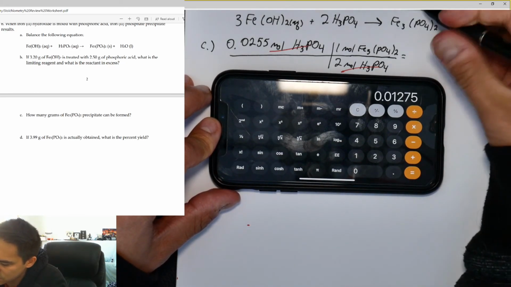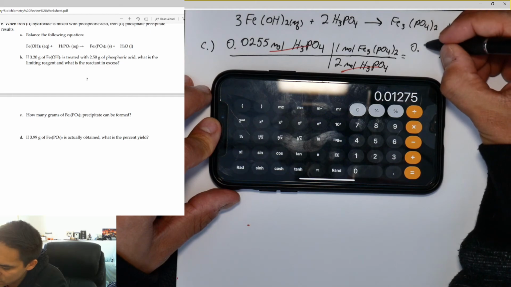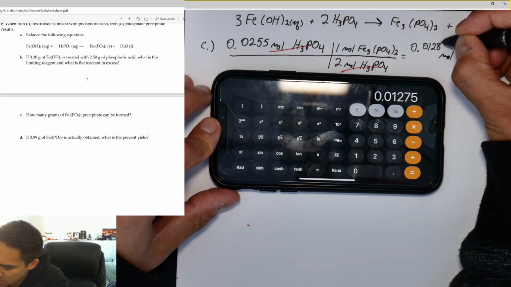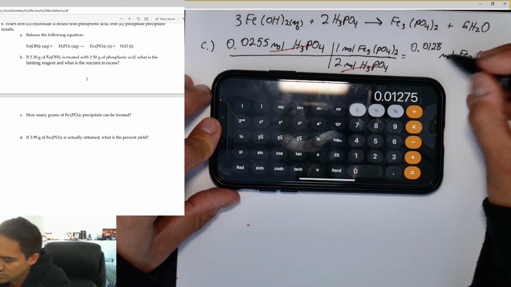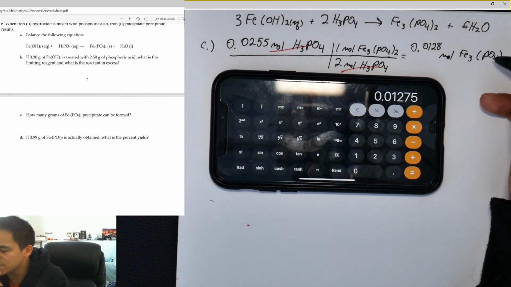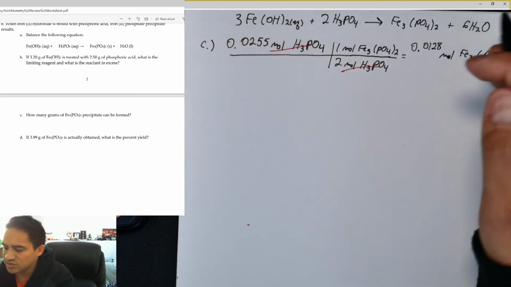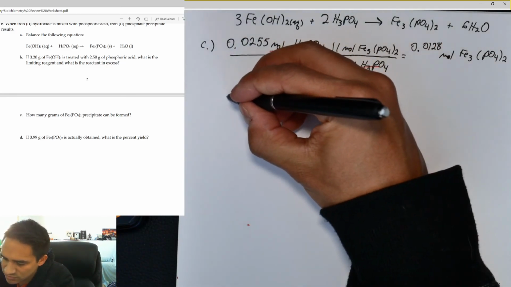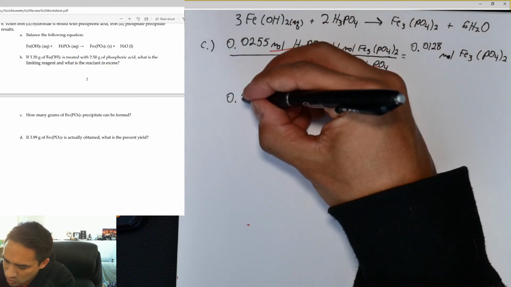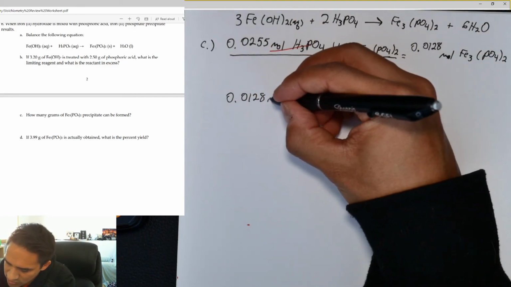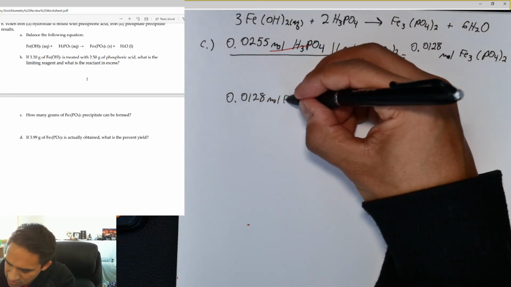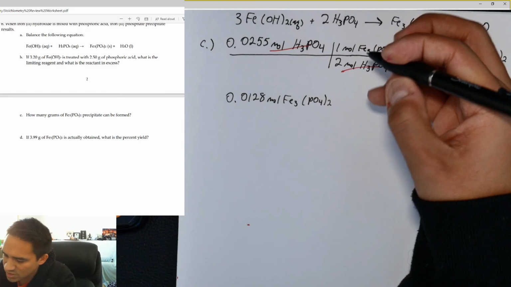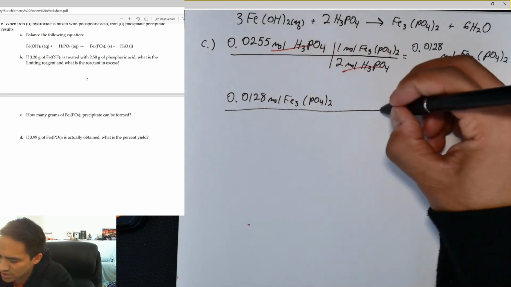so we get 0.0128. Okay, again, if we round to 3 significant figures, 0.0128, and then we need to get this into grams, because they are asking for grams. So we'll take this 0.0128 moles of Fe3(PO4)2, and we're going to convert this into grams.